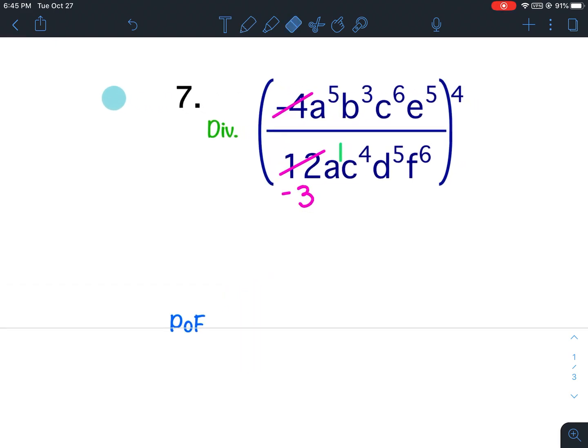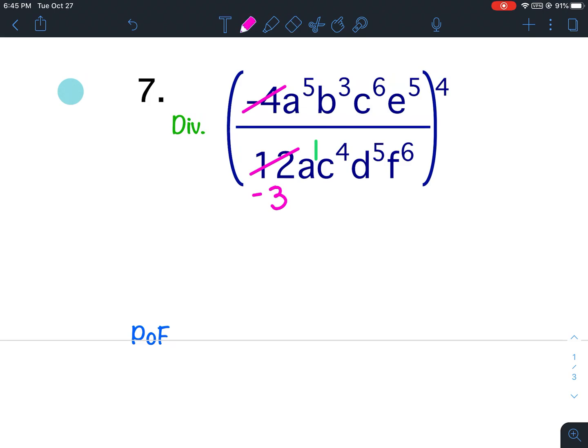All right, now I'm going to divide my variable terms. When you're dividing, you subtract exponents. A to the first is the smaller exponent, so I need to subtract. And you should decide what to get for the A term in the numerator, then decide what the new exponent should be.